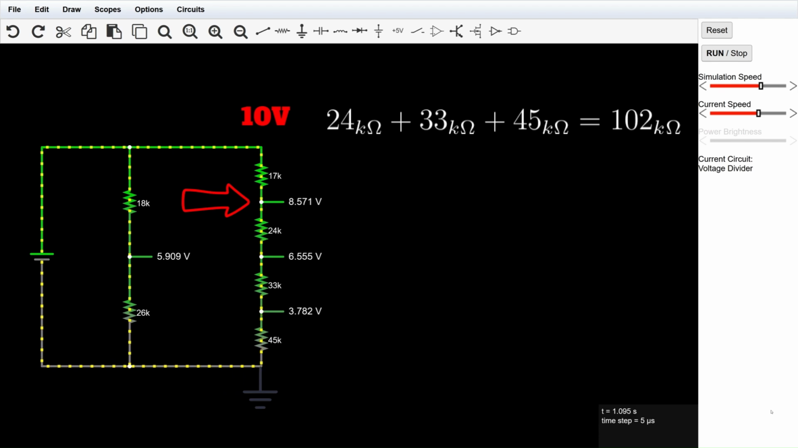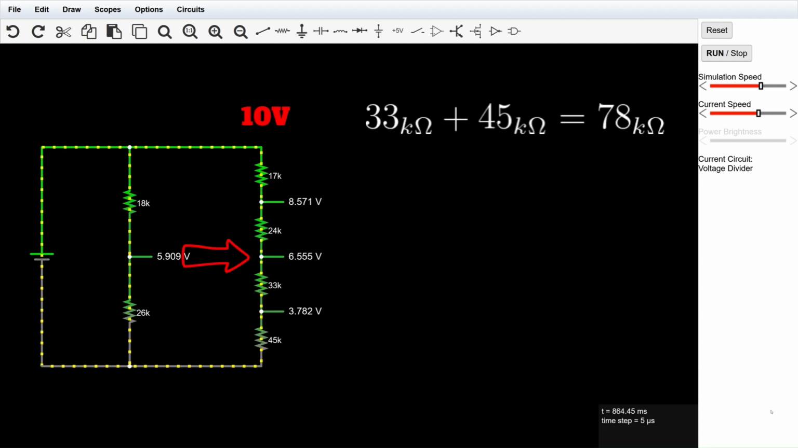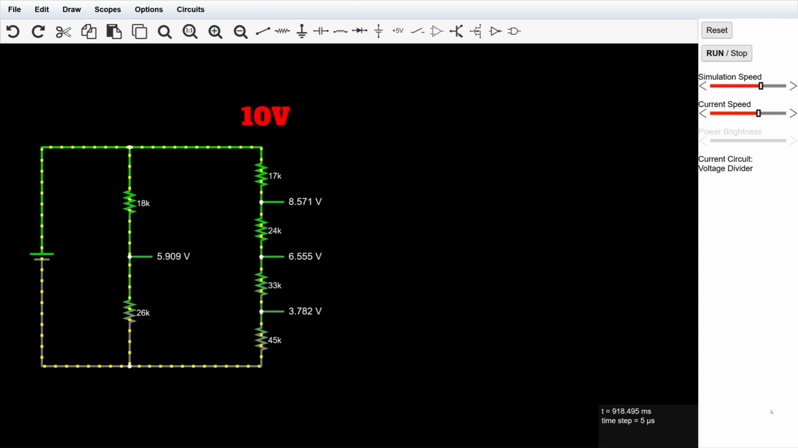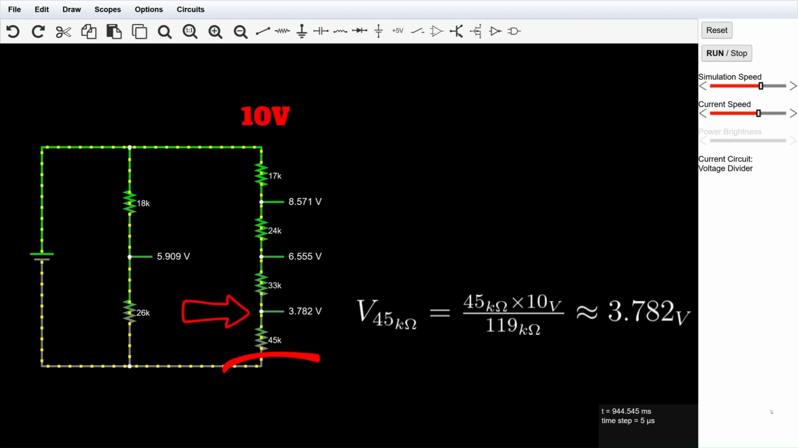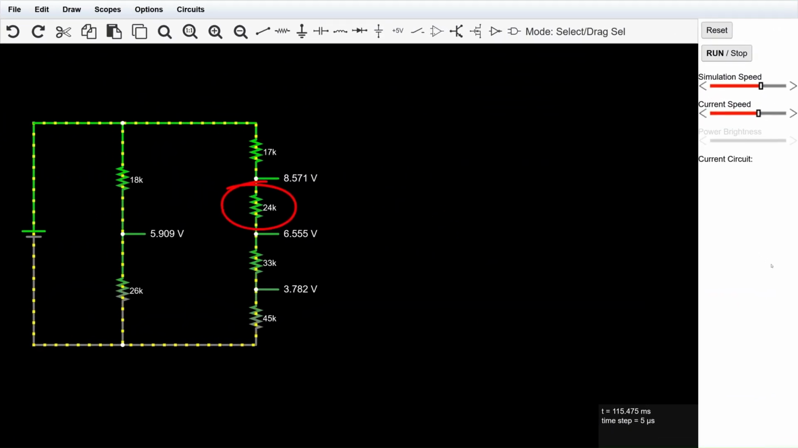For the first point, the voltage is 8.571 volt. At the second point, the total resistance is 78 kilo ohm and the voltage is approximately 6.55 volt. At the third point, the resistance is 45 kilo ohm and the voltage is 3.872 volt. Now we come to the main question. What is the voltage at this resistor?